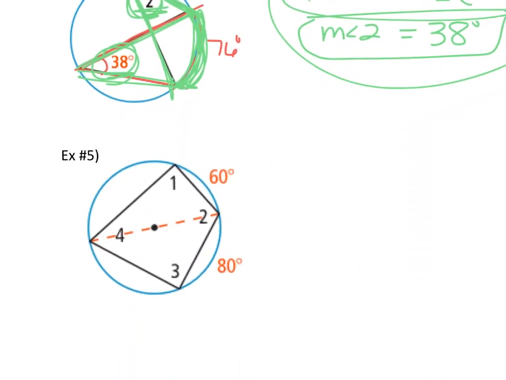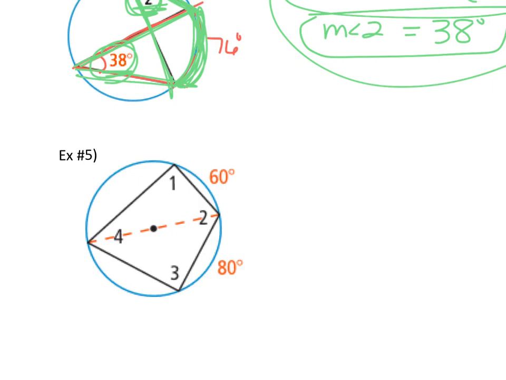Last one. And I feel like this is the one that people forget about the most. Two things going on here. First of all, you have a diameter. So if this is a diameter, then let's look at angle 1. Angle 1 opens up to this arc, which is a semicircle. And if it opens up to a semicircle like that, it's half as much, or it's a right angle. So we would say the measure of angle 1 is 90 degrees.